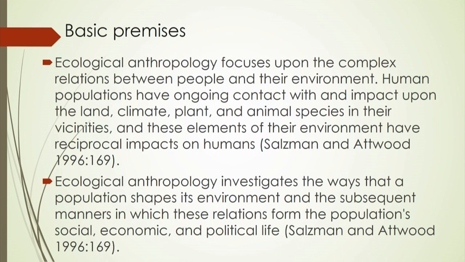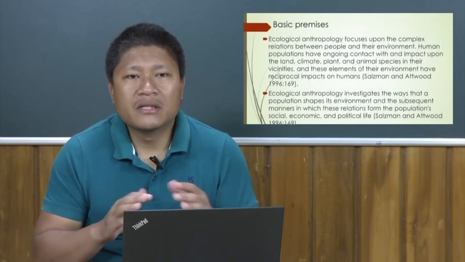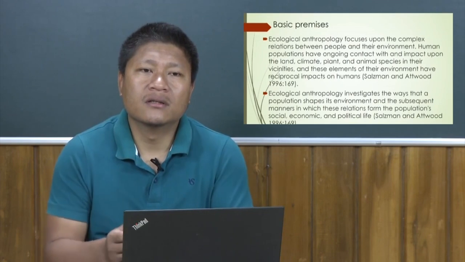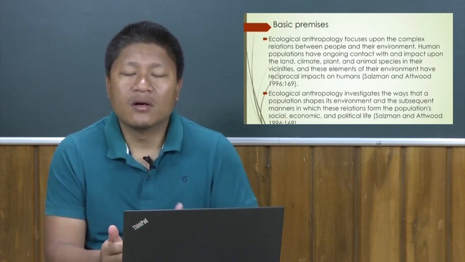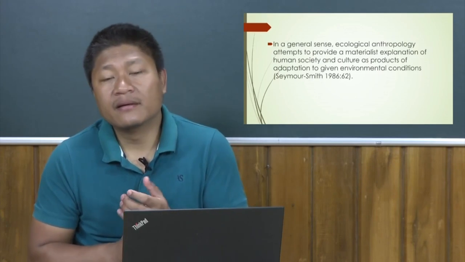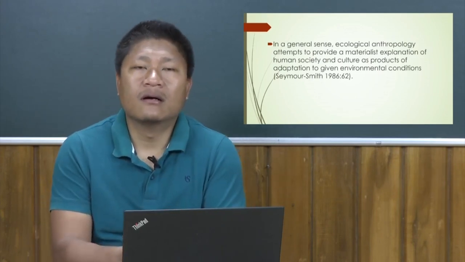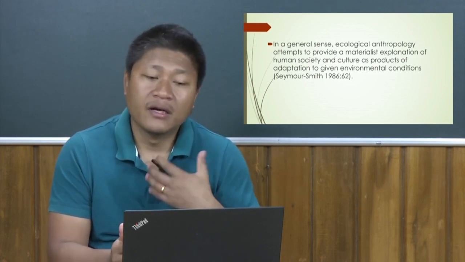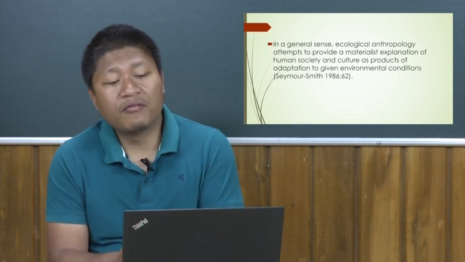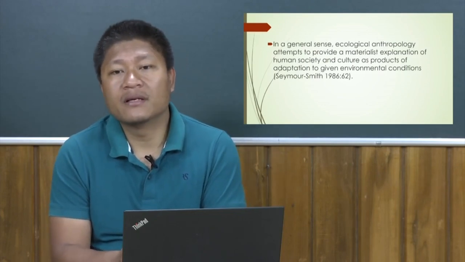Now, as we had discussed in human ecology, it further tries to broaden, because anthropology tends to situate the kind of impact it has on human culture in a more intense and more in-depth manner. Now, in a general understanding, ecological anthropology also attempts to provide a sort of materialist explanation of human society and culture as a product of adaptation to given environmental conditions.